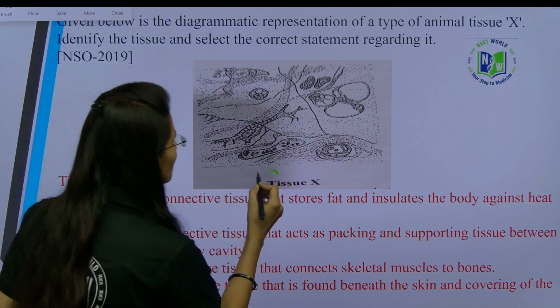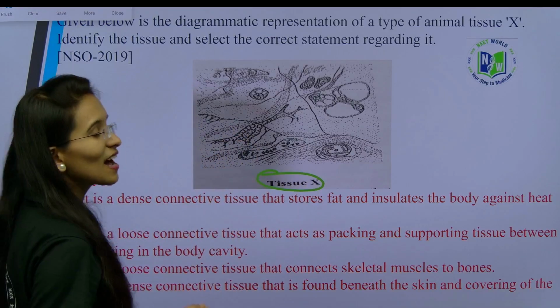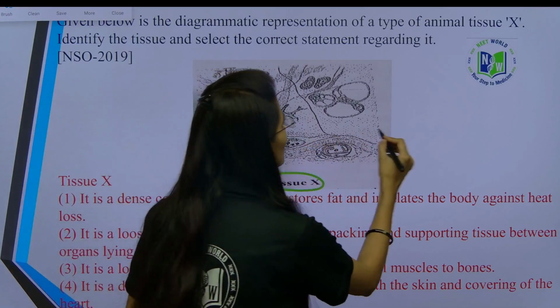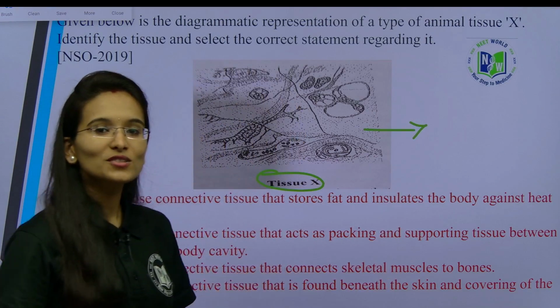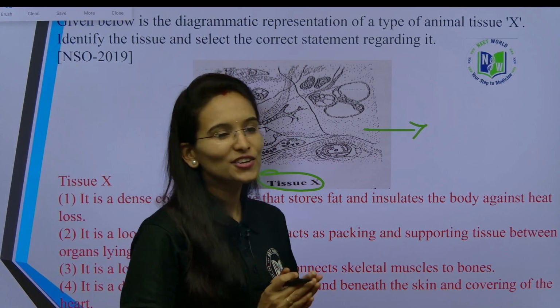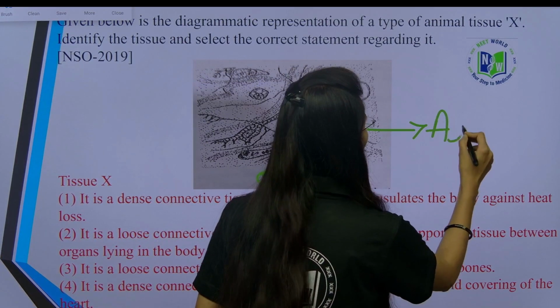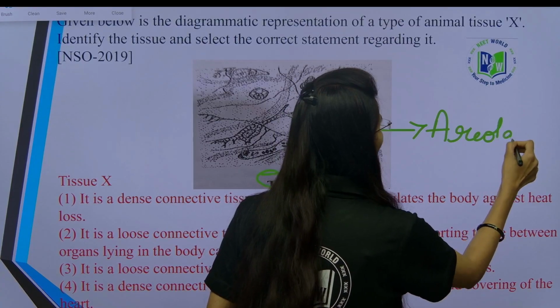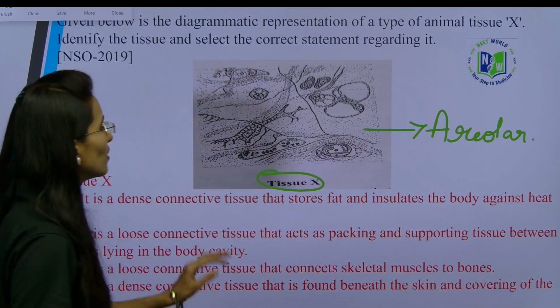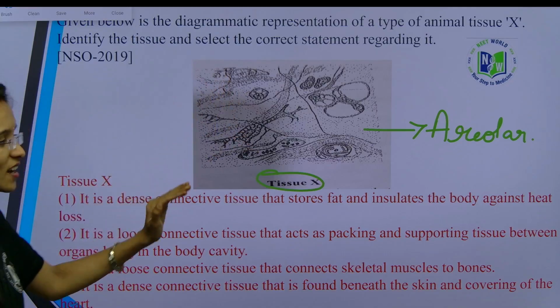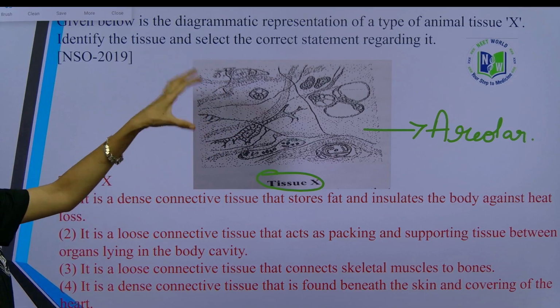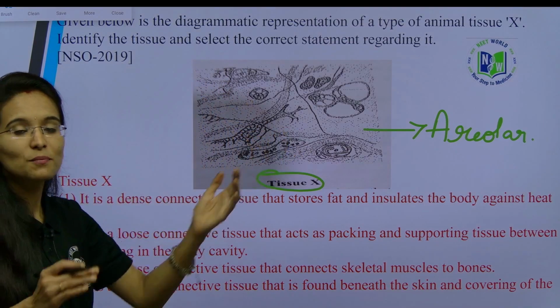So here, by looking into this structure, we can call this tissue a loose connective tissue, which is called areolar tissue. It is the areolar tissue. So regarding this question, here are the given options. First you need to identify this type of tissue and its proper functions.